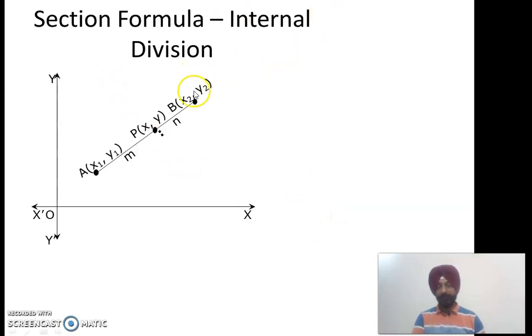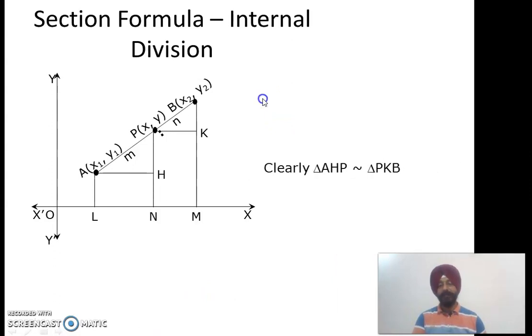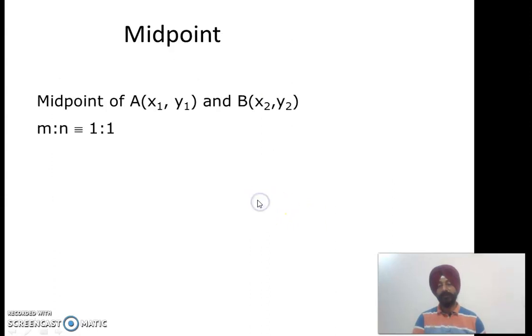Section formula or internal division. If P divides AB in the ratio m:n, then see what the section formula says. This is the proof of the section formula which we are going to prove, and then the midpoint form is there.